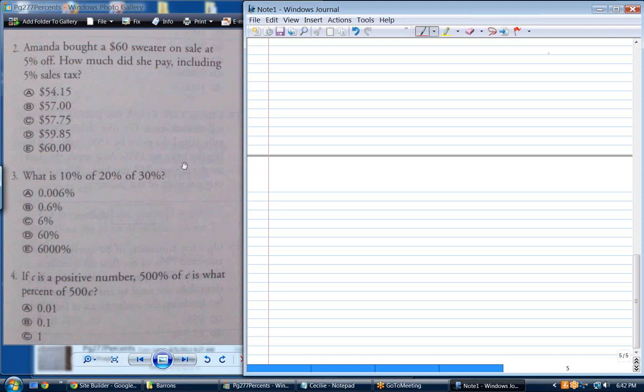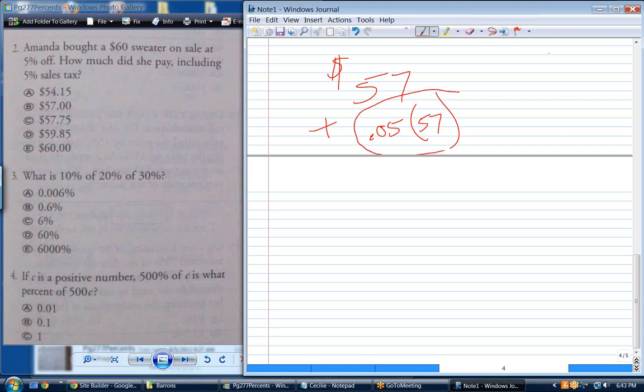Oh, now I know what I'm doing wrong. Okay. Well, the price of the sweater is 57, and then you just add the 5% sales tax to the 57. Plus 5% of 57, right? Not 5% of 60, but 5% of 57, because you only pay the sales tax on the 57. Yeah, so that's what I did.